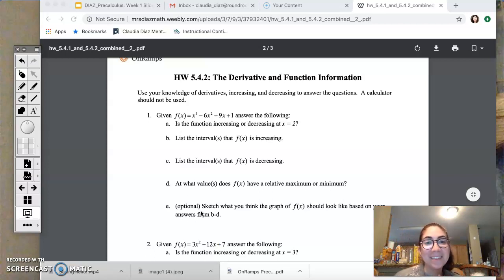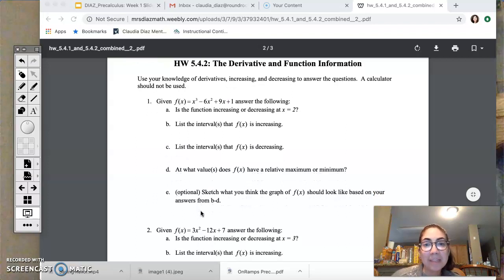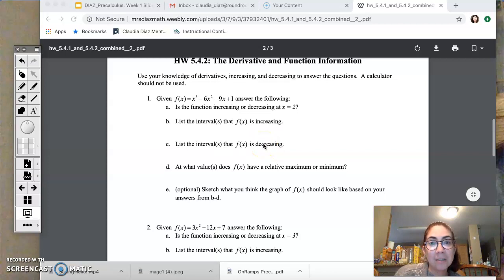Alright, let's continue on. So, use your knowledge of derivatives, increasing and decreasing, to answer the questions. It says a calculator should not be used. When they say that, don't use a calculator. So, let's look at number 1.